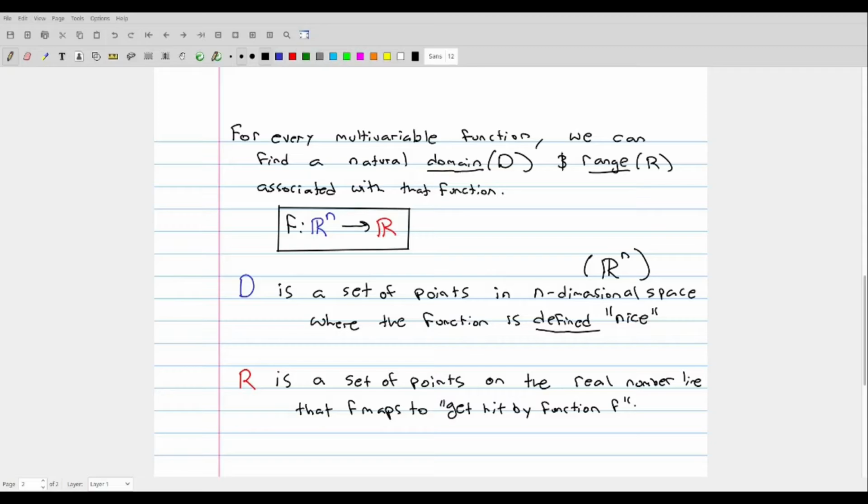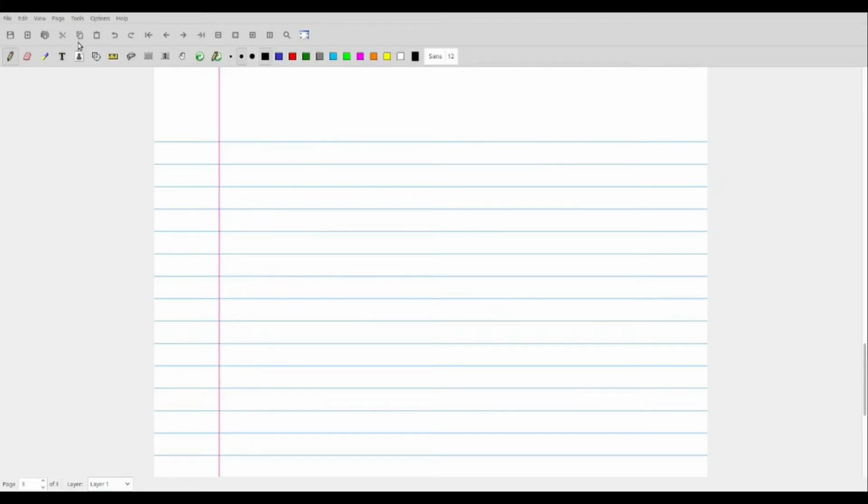So let's go through and see if we can figure these out and do a little bit of detective work on some examples. The first example that I want to consider is w equal to the square root of x squared plus y squared minus 4.